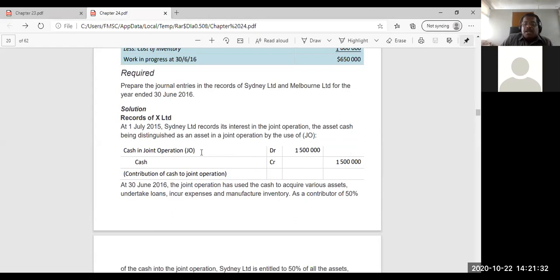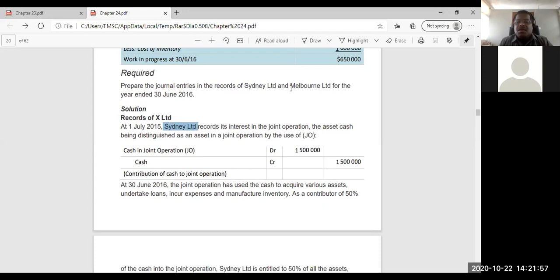Cash in joint operation debit 1.5 million. Now we are keeping the accounts in the joint operators. We have to take this seriously. Debit the 1.5 million and cash credit 1.5 million. The narration is contribution of the cash to joint operation. This is in the books of Sydney.